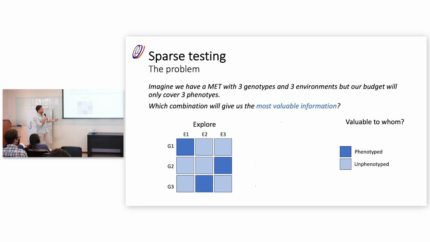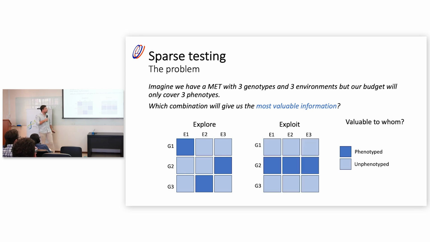We can explore, meaning that these are the environments, these are the genotypes, and we can say, okay, since I only have 1 spot in each environment, let's try each genotype so we can see all of them. That would be the explore strategy. And we can exploit: let's go with genotype 2. Let's plant it in the 3 environments to see how it behaves, to see if it's stable, or if it's superior, or if it's not a good line.